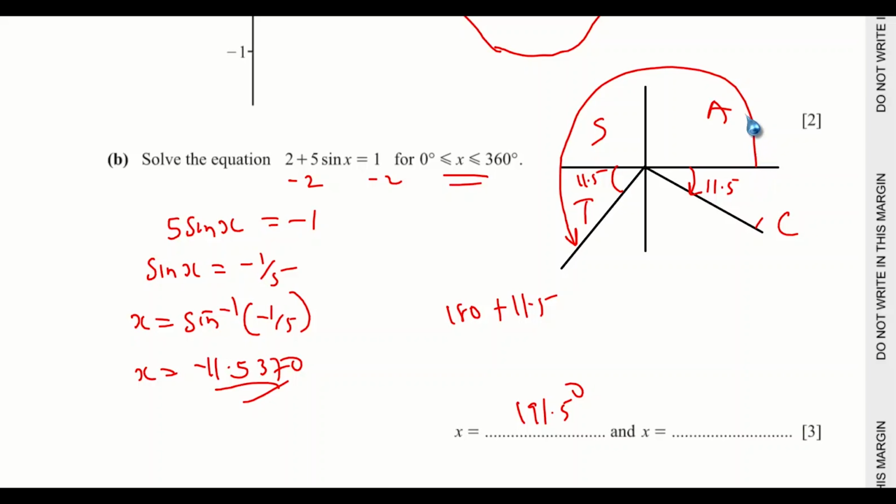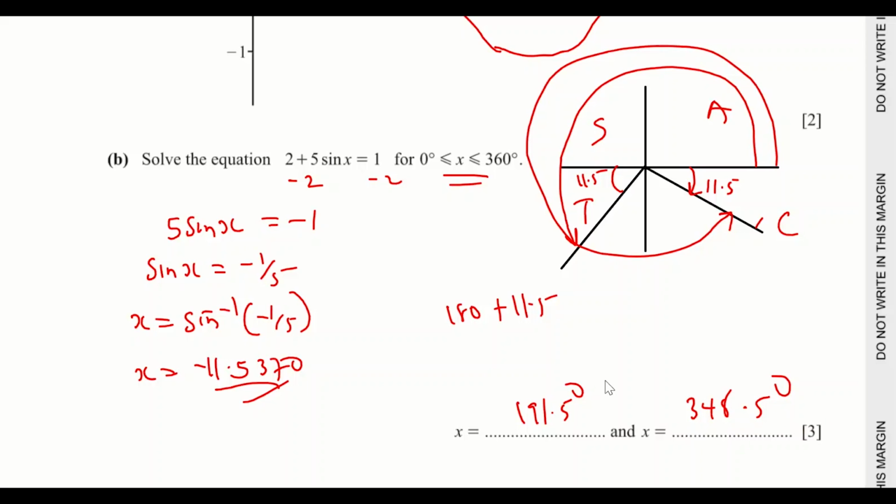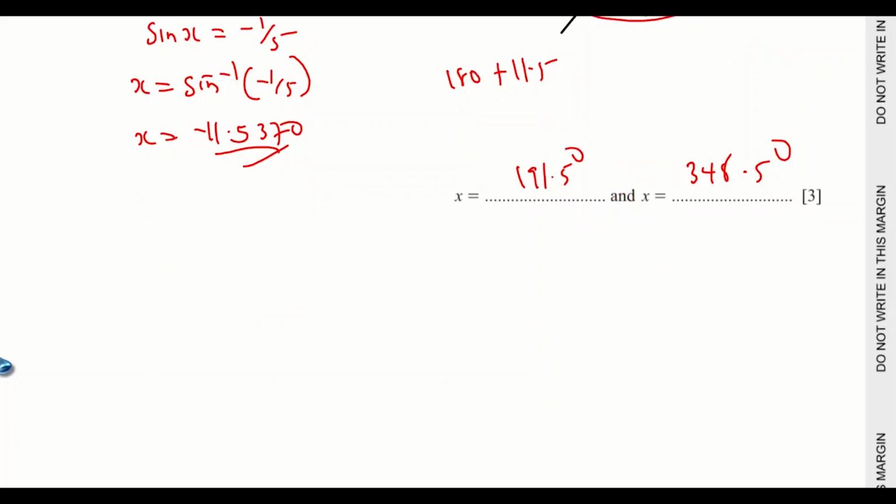Okay, so the second one will be from here. The first one is from here to here. So the second one will be from here, back to this place, so that will be 360 degrees minus 11.5, so that will be 348.5 degrees. So that will be the solution.